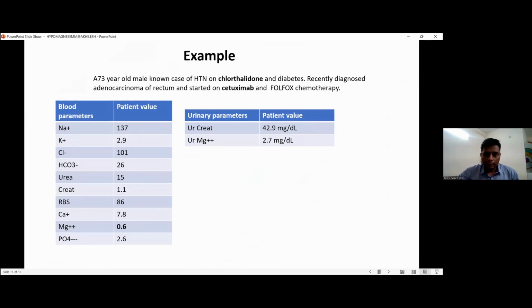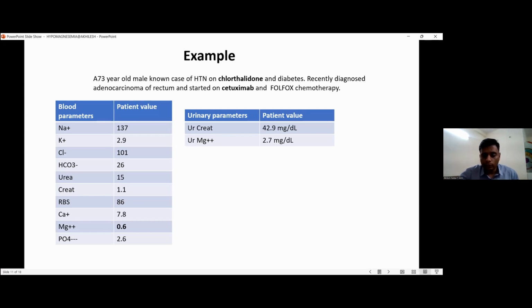So let's learn this by example. A 73-year-old male, a known case of hypertension on chlorthalidone antihypertensive therapy, and he is diabetic. Recently diagnosed with adenocarcinoma of the rectum and started on cetuximab and FOLFOX chemotherapy. His routine blood parameters are as follows: sodium 137, potassium 2.9, chloride 101, bicarbonate slightly on the higher side at 26, urea 15, creatinine 1.5, almost normal. Sugar is well controlled at 86, calcium is low at 7.8, and magnesium is 0.6.